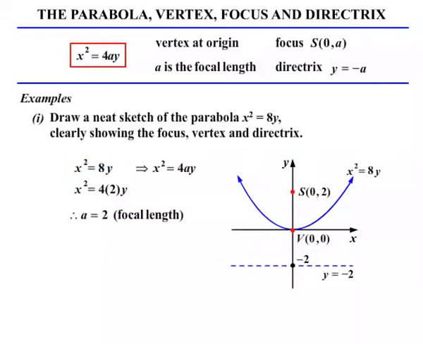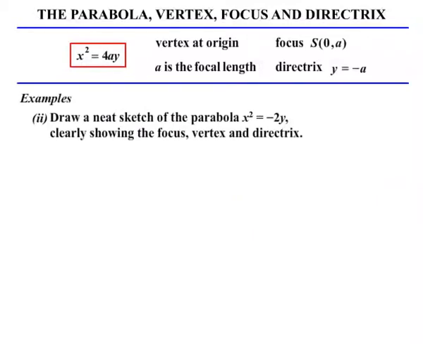Excellent. The second example, we need to draw a neat sketch of the parabola x squared equals minus 2y. Again, clearly showing the focus, vertex and directrix. So let's write this down. Again, it's of the form x squared equals 4ay. So let's concentrate on that. We need to write x squared equals 4 times something y. Now that 4 times something, we need to get minus 2. So this time it'll certainly be negative and it'll be a fraction. It'll be minus a half. So therefore a equals minus a half.